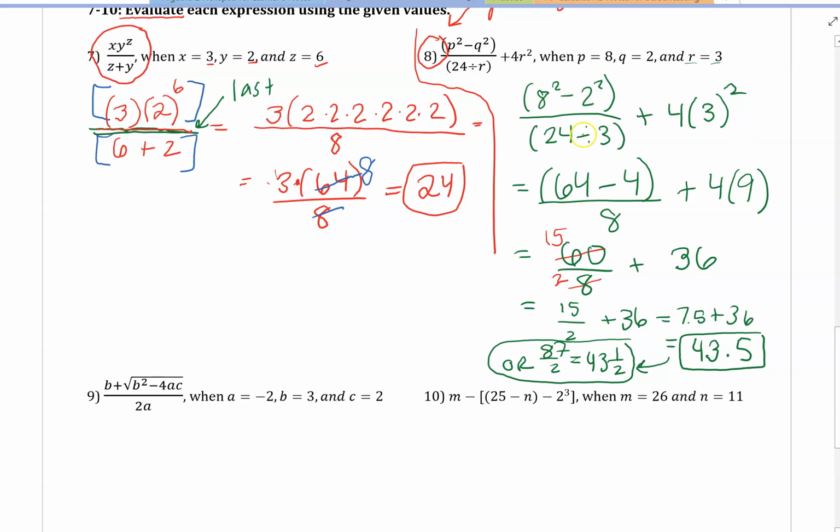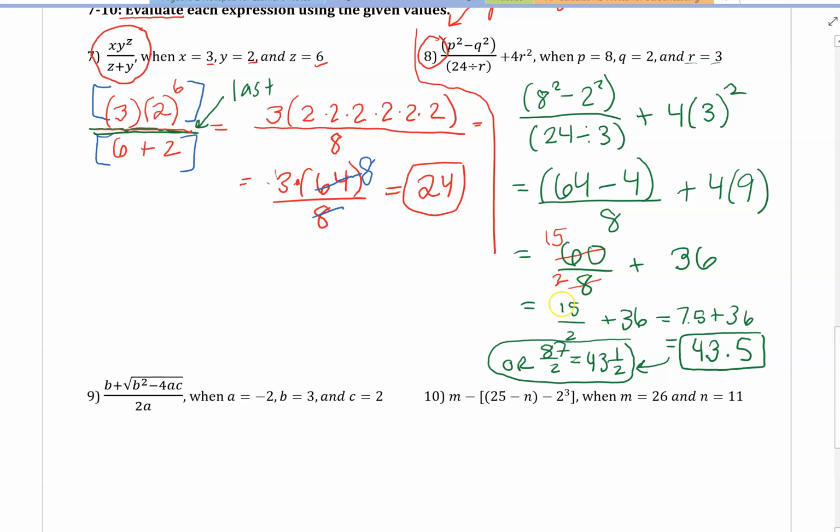So I did 64 minus 4 all over 24 divided by 3, which is 8. I squared the 3 and got 9. I multiplied 4 and 9 and got 36. And then this became 60 divided by 8. And so first I just tried to reduce the fraction by dividing both of those numbers by 4. I got 15 over 2.